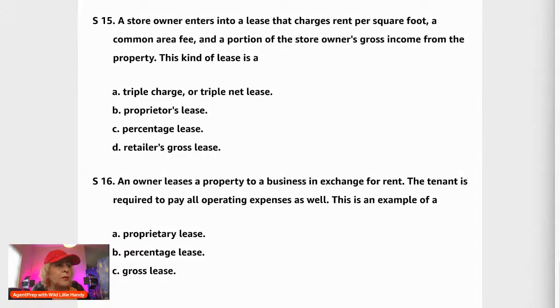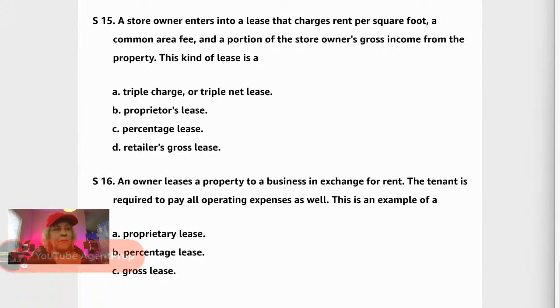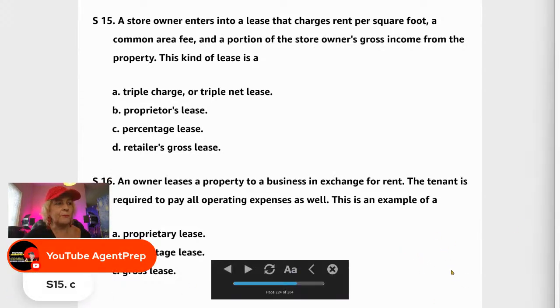All right, so most of you said triple net, and you said triple because they said, oh, charge for rent per square foot, and secondly, common area fee, and thirdly, gross income, right? So you say, oh, well, that's 3 different charges. No, go back and look at the different types of net lease: net lease, double net lease, and triple net lease. Go back and review those. All right, number 16.